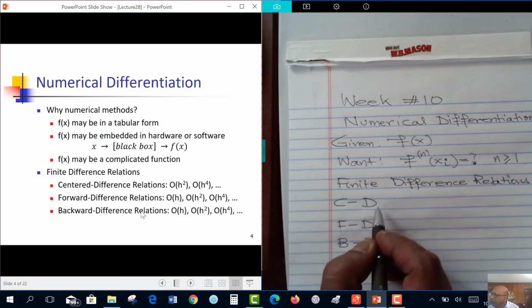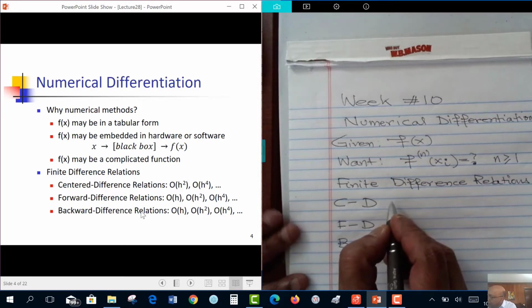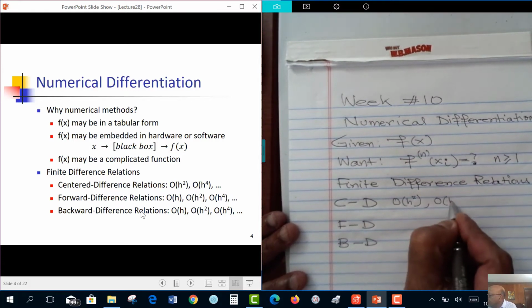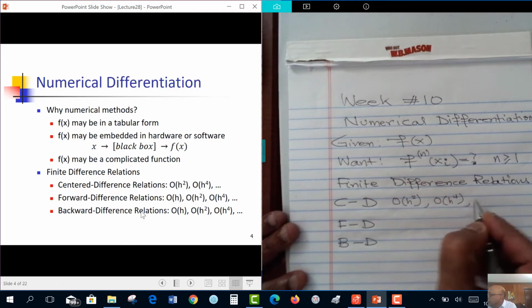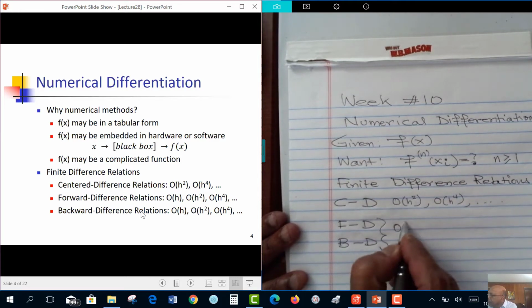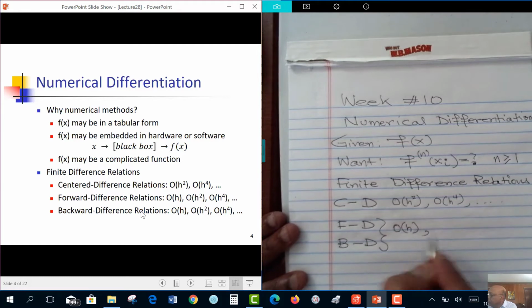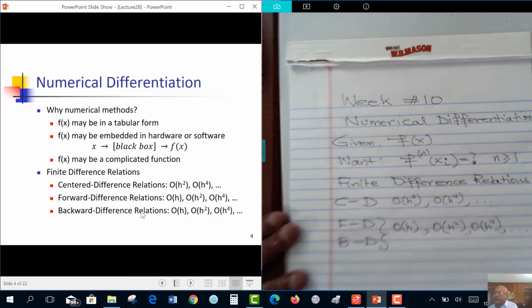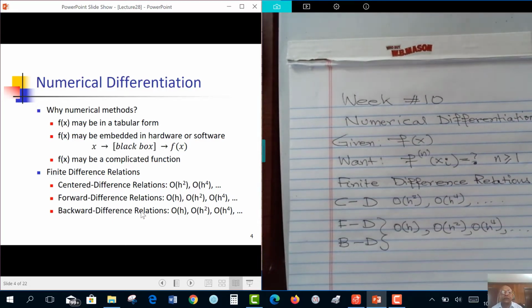And these formulas or relations have certain truncation error. So central difference relations have truncation error, which can be proportional to either h square or h to the power 4, h to the power 6, etc. Forward and backward difference, both, they start with order h relation, then they move on to h square, and then to h4, h6, etc. And we'll see in a moment why so.